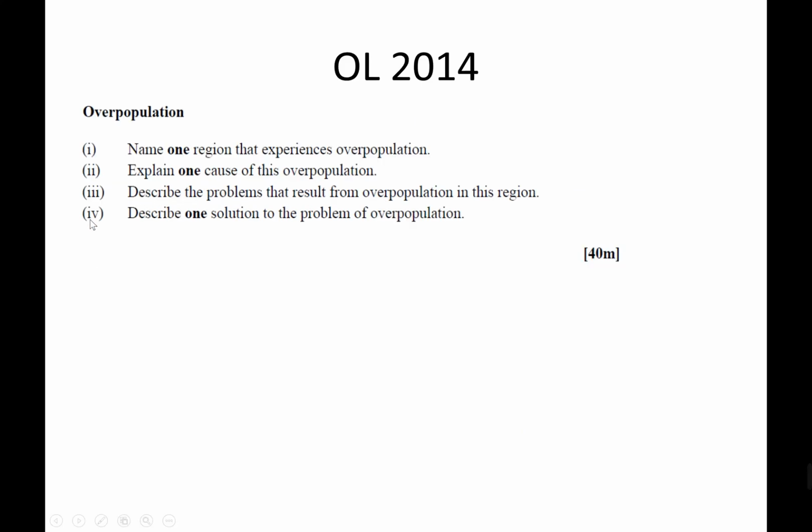Ordinary Level 2014, this one wants a cause, a problem and a solution. I'll have to start by naming the region. So you've got to make sure you choose the right region at the start in order to tick all of these boxes. You could go with the Sahel. So this is option A.